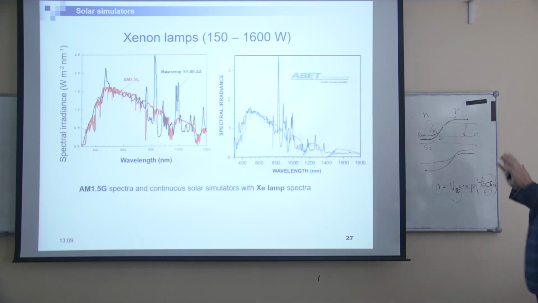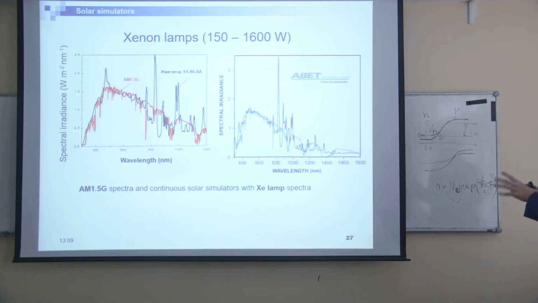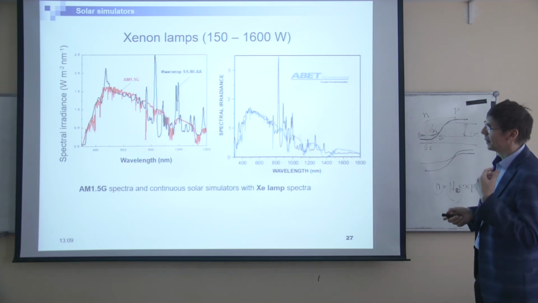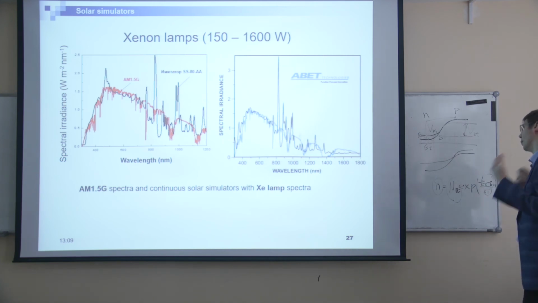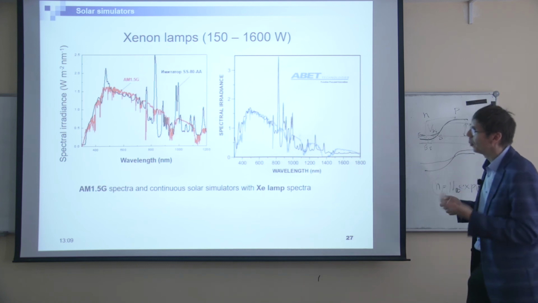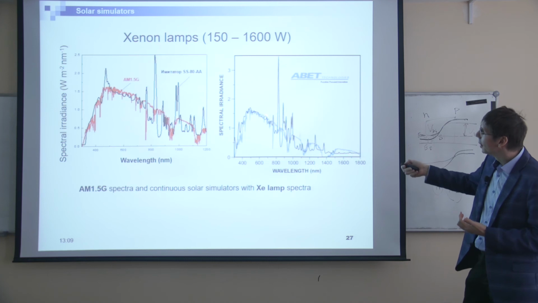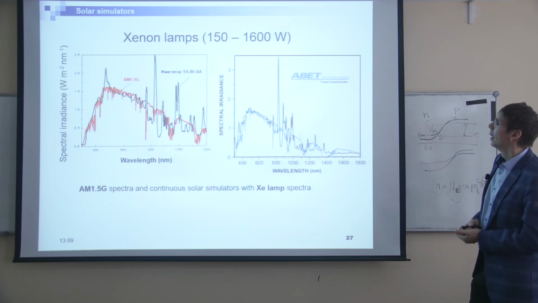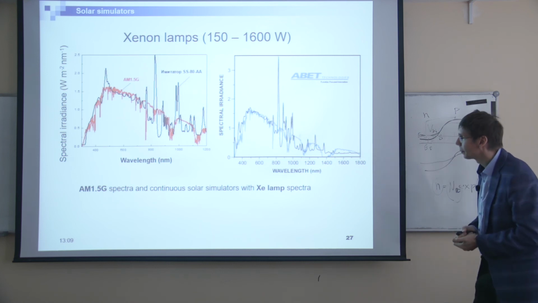Here are examples of the spectra obtained using different simulators with the xenon lamp. Why do people use a xenon lamp? It corresponds quite well to the solar light. So you see the baseline goes very nicely, at least in this visible range.